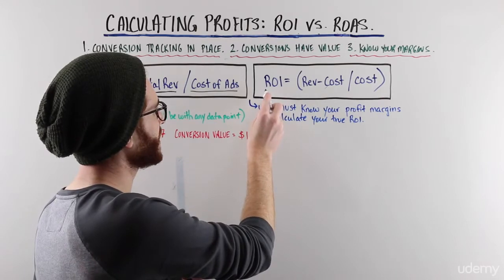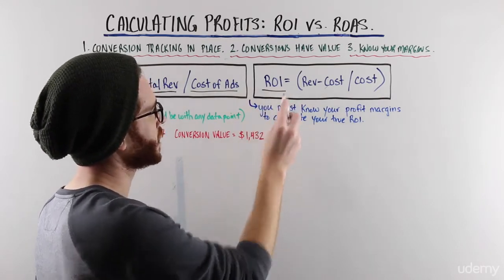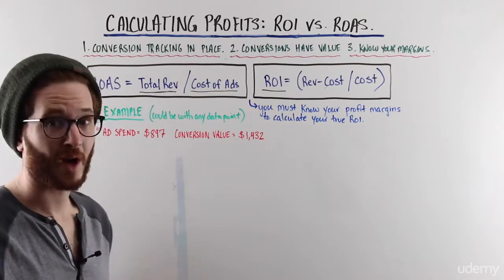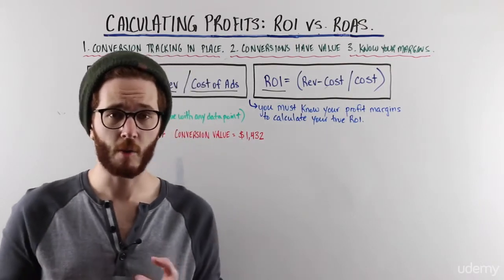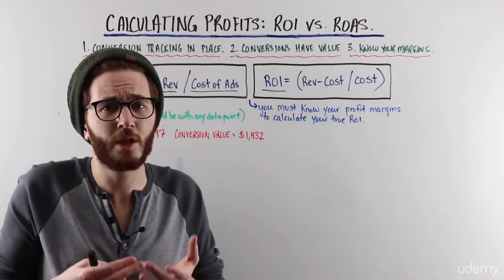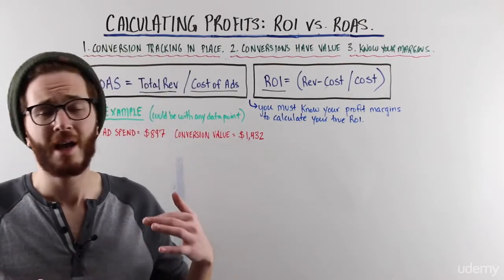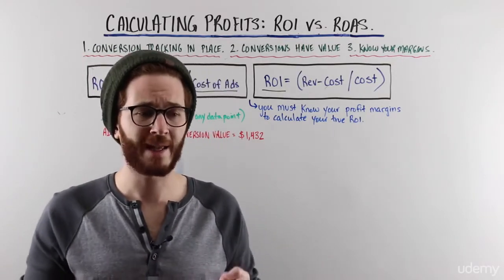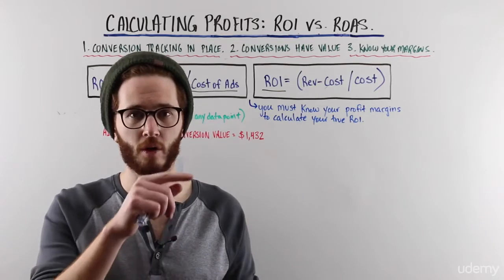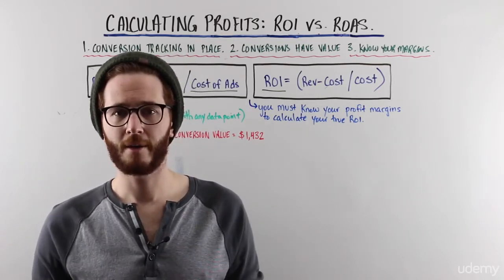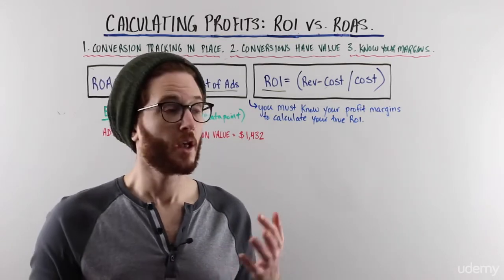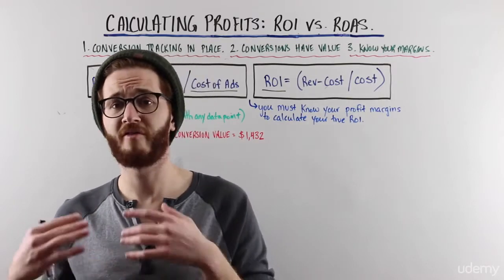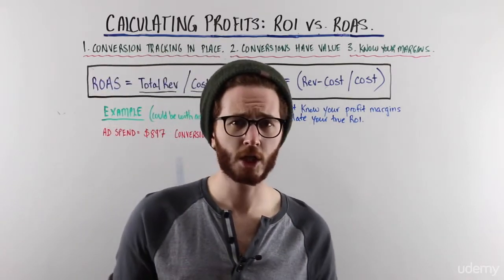ROI, which is return on investment, is a more thoughtful calculation that takes into account your company's profit margins. In order to calculate ROI, you need to know your margins. You need to have a good understanding of your business. Now, I'm not talking about your lighting bill. You don't necessarily have to calculate that from the outset, or the cost of your internet provider, or the cost of rent for your office. Those are all things which should eventually be taken into an ROI calculation.